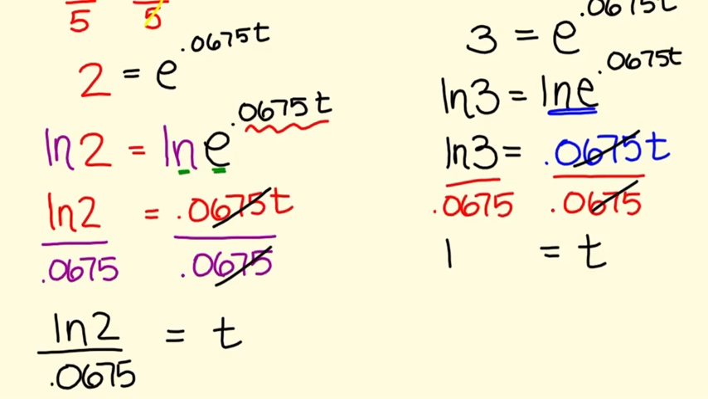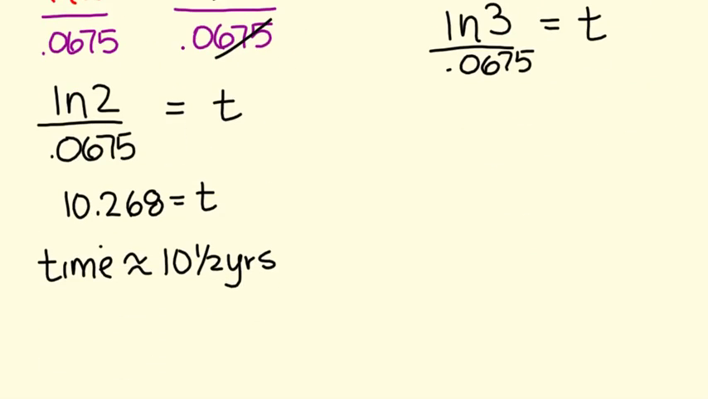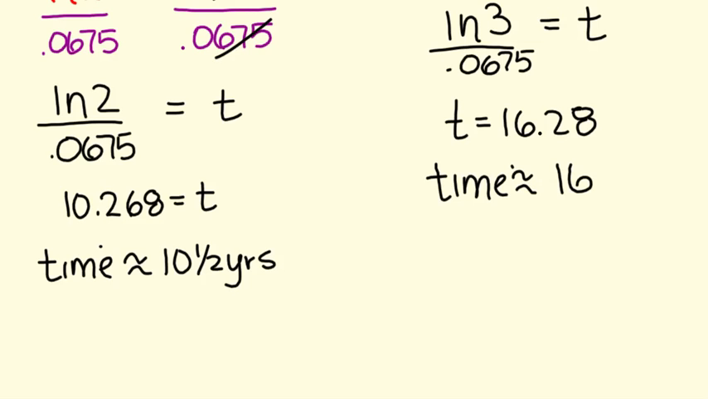And now we need to enter natural log of 3 divided by 0.0675 into our calculator. So the natural log of 3 equals 1.0986. Just leave that in your calculator. Divide that by 0.0675. And you get t equals 16.28. So the time is approximately 16 1/3 years.